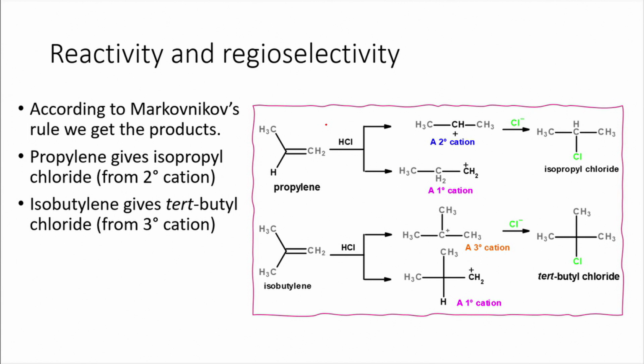And when we look at reactivity and regioselectivity of the Markovnikov addition, according to the Markovnikov rule, we get a different type of product. In the case of alkene addition, when HCl is added to propylene, we end up with a secondary carbocation which is more stable, and gives the major product. Similarly, when isobutylene undergoes a reaction, the tertiary carbocation is more stable than the primary carbocation. So, the tertiary carbocation leads to the final tertiary butyl chloride as the major product. So, this is how the reaction is controlled.